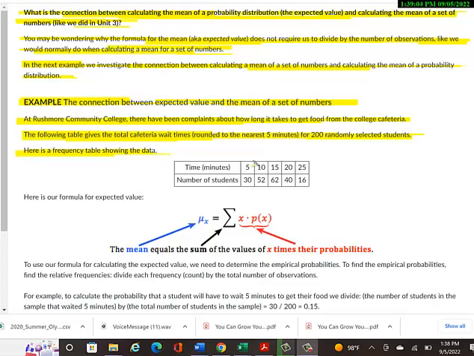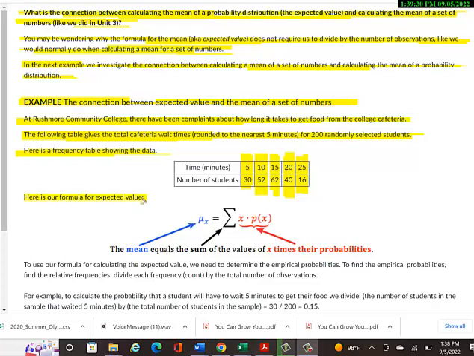So the number of people whose food took 5 minutes or less, or closer to 5 minutes than 0 or 10, in other words, there were 30 students like that. Wow. It took closer to 10 minutes for 52 students. It took even closer to 15 minutes for 62 students. It took close to 20 minutes for 40 students, and close to 25 minutes for 16 students.